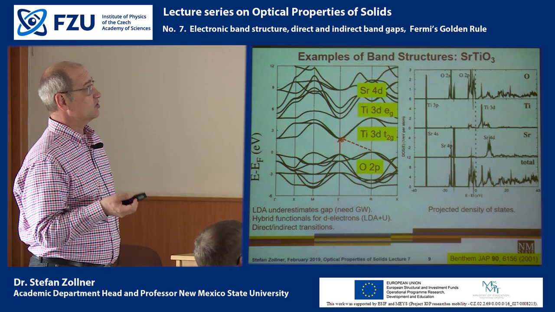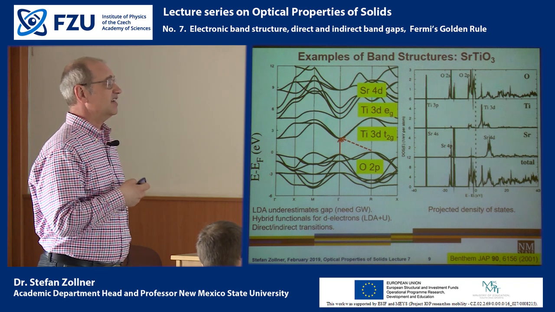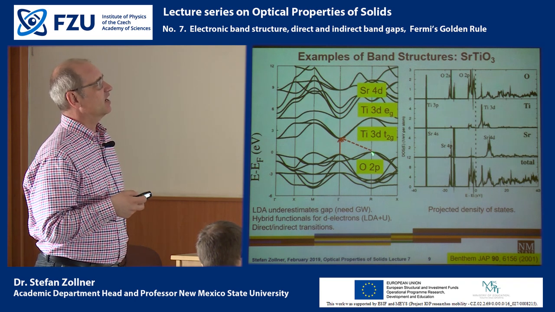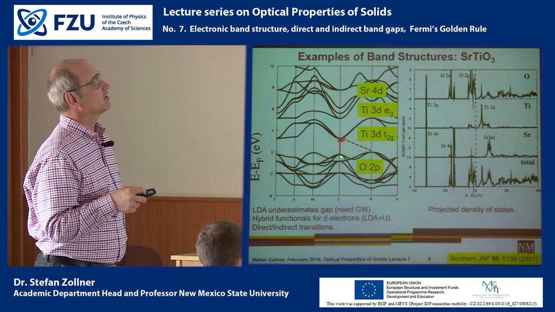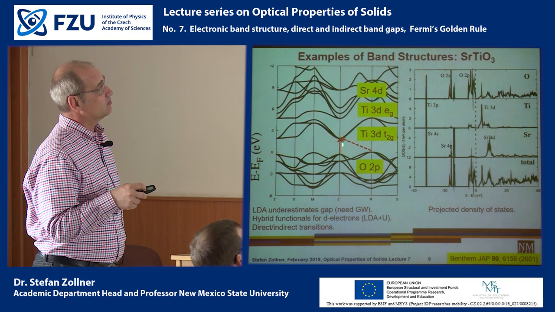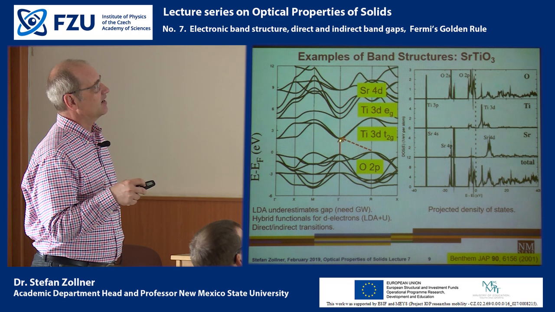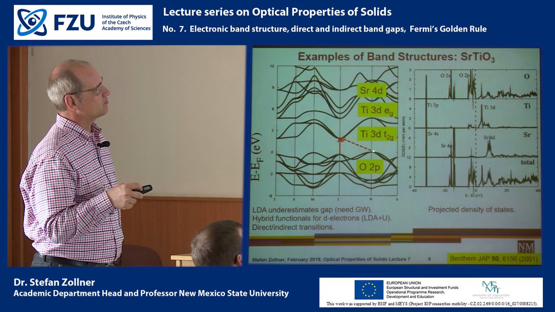So the potential energy varies, and therefore the addition of kinetic energy does not give us a different energy. So now I can make a direct transition where the K vector does not change, and that is shown here by the solid arrow.